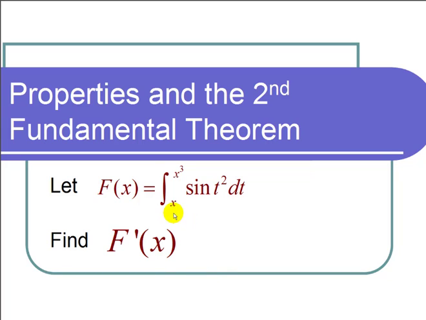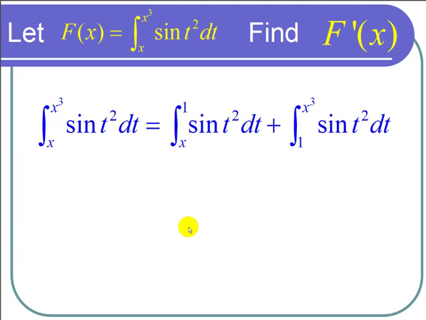The issue here is the bounds go from x to x cubed. We're used to just having a number to x. So the trick here is to break this into two different integrals. What I'm going to do is pick a number in between x and x cubed. It really doesn't matter what number it is.